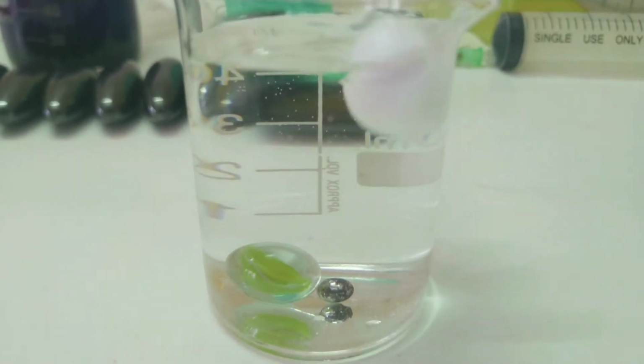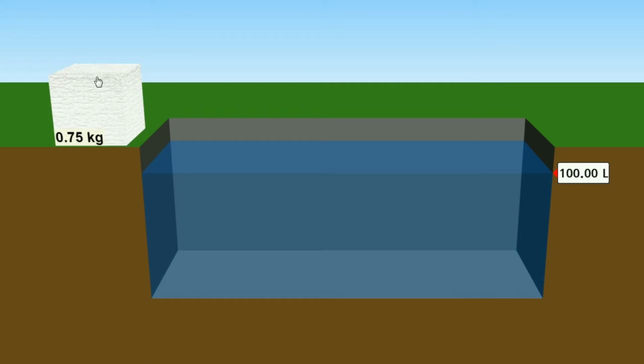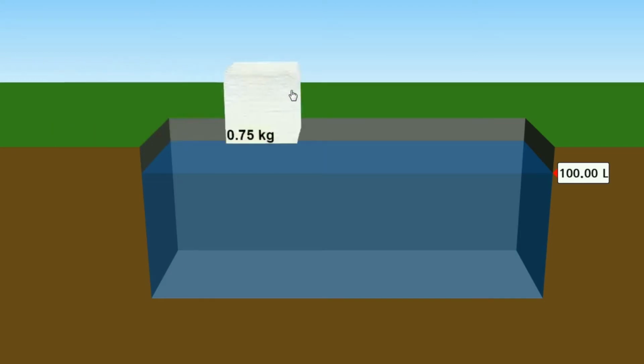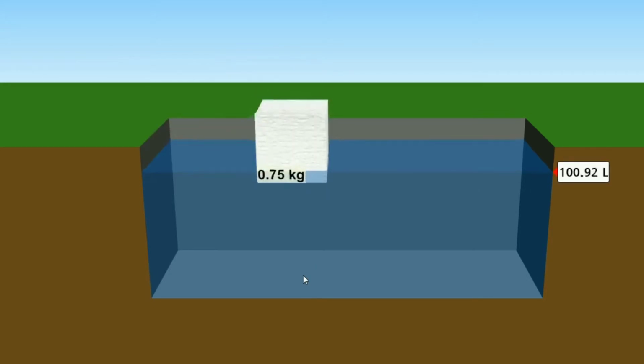So what will happen if I add a plastic ball? It floats on the water. Styrofoam also floats on water. Look at this, this styrofoam also floats on water.